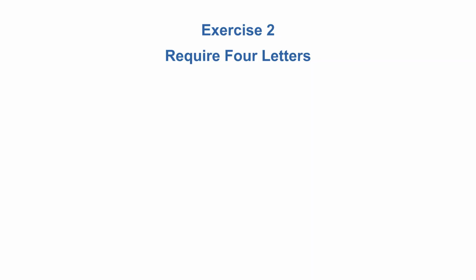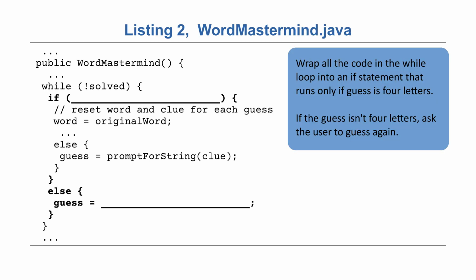Exercise 2. Require 4 letters. Wrap all the code in the while loop into an if statement that runs only if guess is 4 letters. If the guess isn't 4 letters, ask the user to guess again. Run it. What happened? It should ask you to guess again if you guess any text that is not 4 characters long.